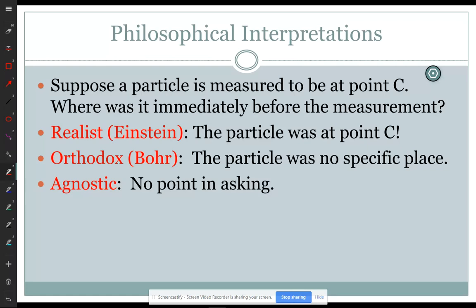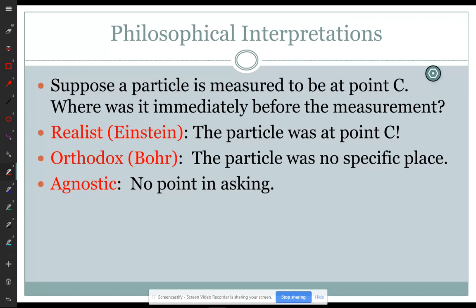So the question: suppose a particle is measured to be at point C. So at some instant in time, I measure and I say, this Van de Graaff generator is right here. Where was it immediately before the measurement? Now, when I was in your shoes, I had the very Einsteinian realistic interpretation. When we talked about the uncertainty relation, it says that you cannot at the same time know precisely the position and the speed, but you can arbitrarily know one. So you could, for instance, know exactly the position, but have no idea of the speed.